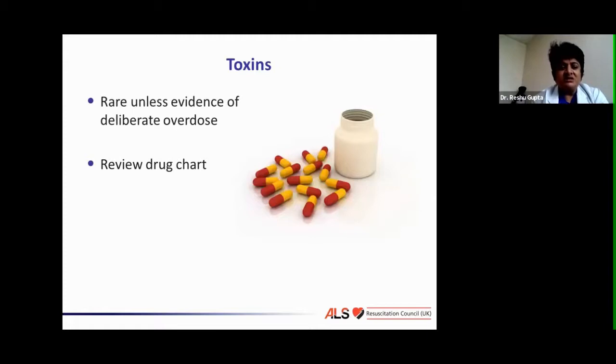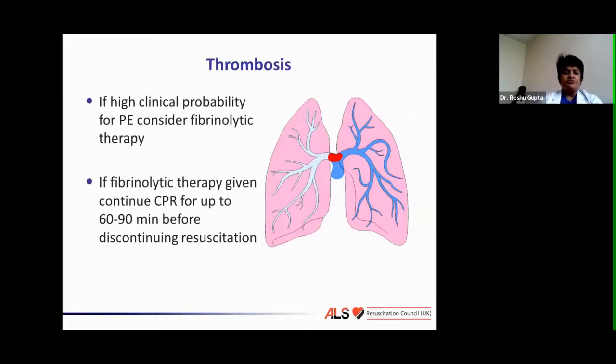Toxins, yes, rare unless there is evidence of deliberate overdose. If the patient has come with poisoning, with deliberate overdose, suicidal, okay, then you have to review the drug chart, what are the toxins or poisons that have been taken. Thrombosis, as we have mentioned, may be either pulmonary thrombosis or coronary thrombosis as well. So we may consider fibrinolytic therapy, or we shift the patient immediately to the cath lab.